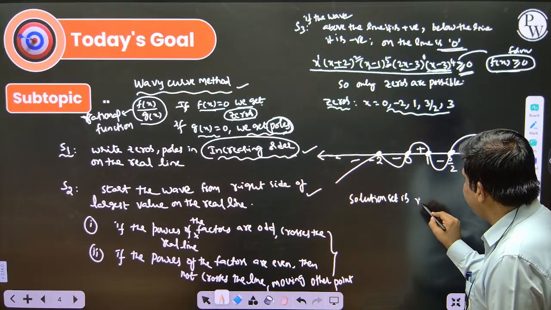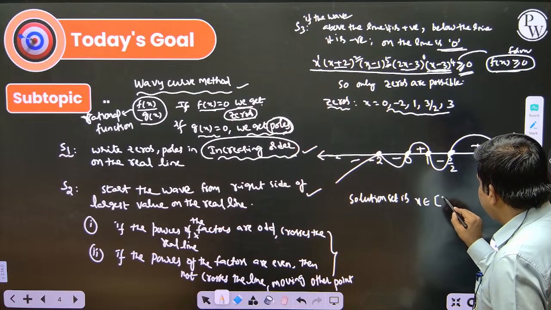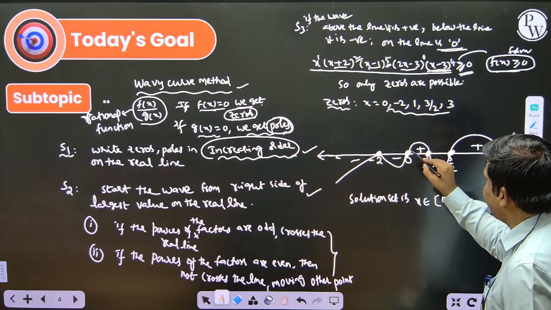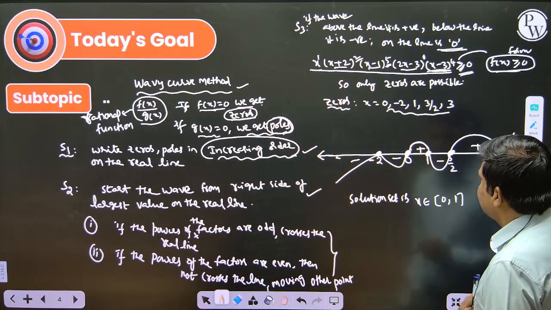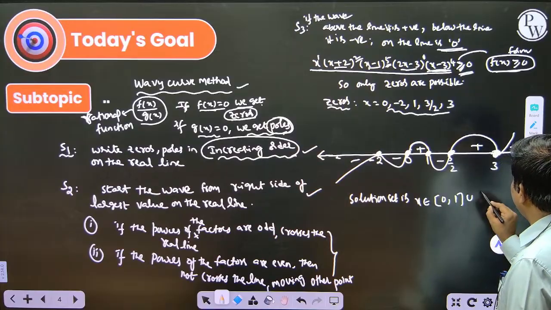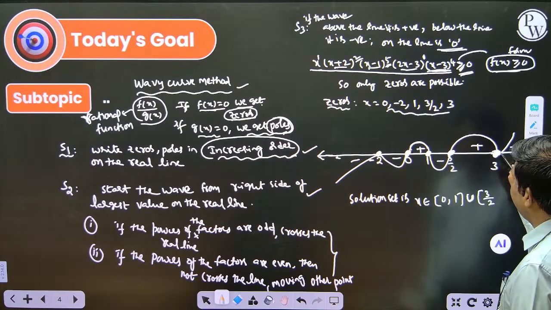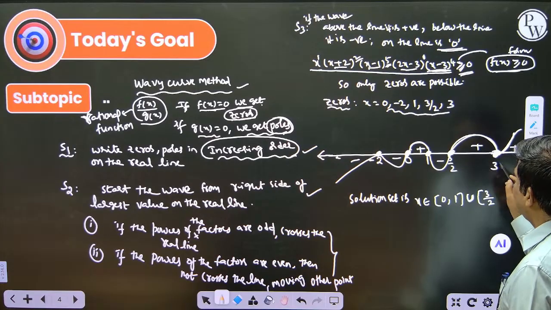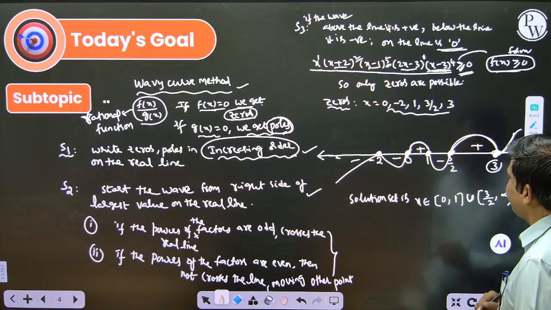Solution set is x belongs to positive. Positive is what? 0, 1. Here 0 and 1 also we can include or not. Why? Because here a closed circle is there. Union, 3 by 2 to 3. Is 3 also included or not? This total is what? Positive only. Here 3 is also included. That's why we can write 3 by 2 to infinity, or not.